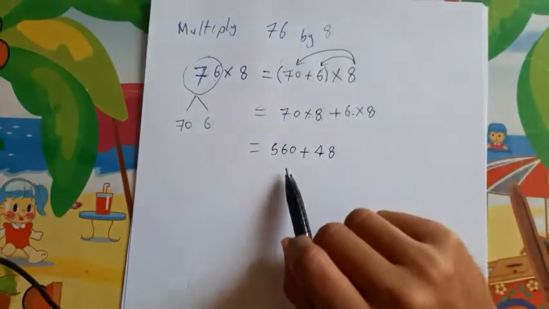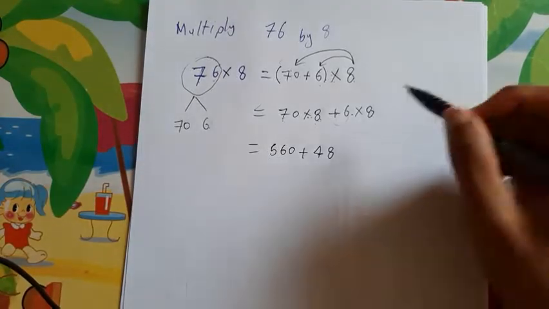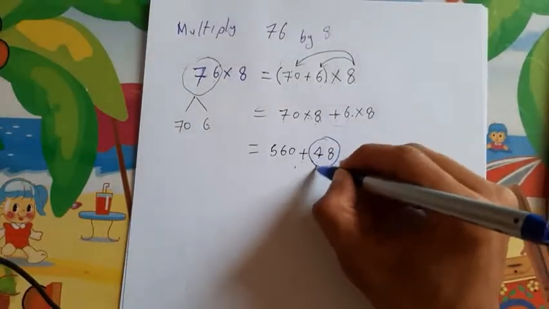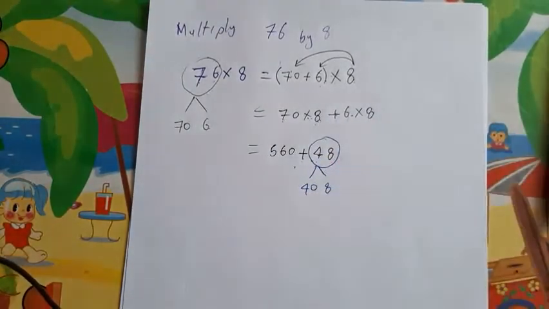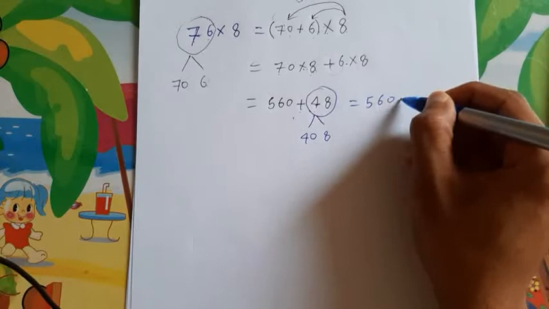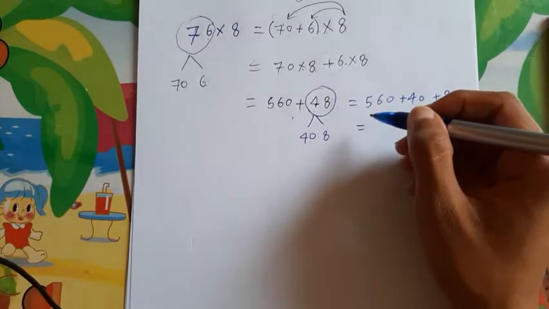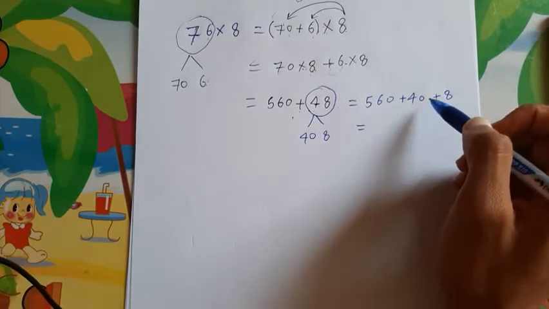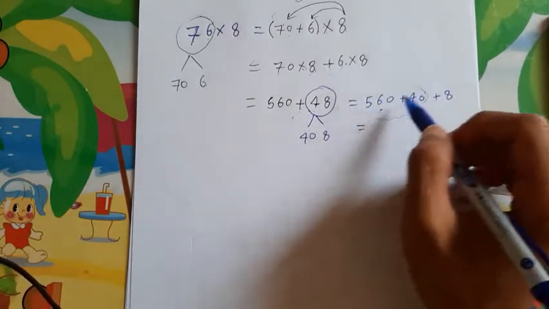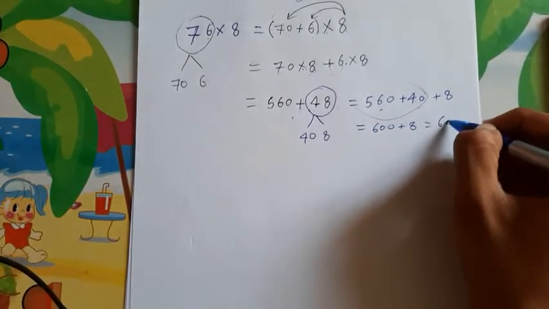Now we came up to this point. I need to do more mental calculations. What can I do for the addition? I can split this number into 40 and 8, right? So I can say this equals 560 plus 40 plus 8. This is going to be easier for me. So now I can say 40 plus 60 is what? 100. So this is going to give me 600 plus 8 equals 608.